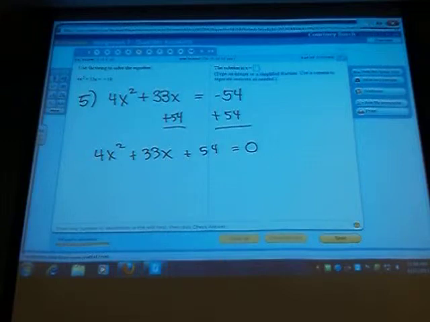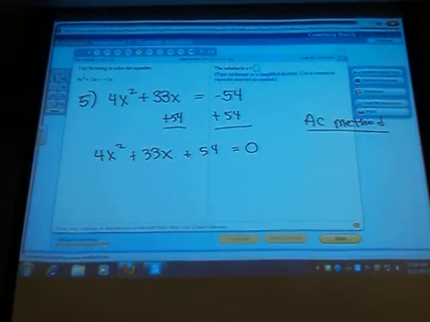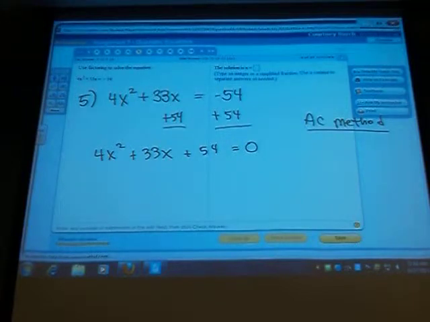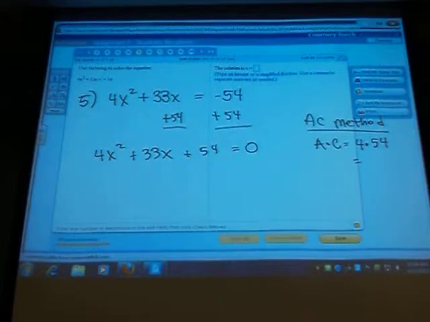Okay, so do we want to use the AC method? Is that okay? So let's try the AC method. And if you guys just want to guess and check, again, that's totally fine. Some people like to have a method just because it's a procedure you can follow. So in this problem, my A is 4 and my C is 54, so I'm going to multiply those. Okay, and what is that? 216? Then I'm going to think about numbers that multiply to 216 and add up to 33.